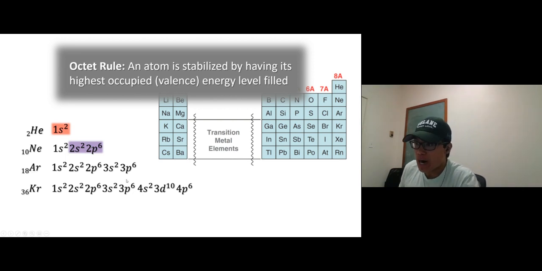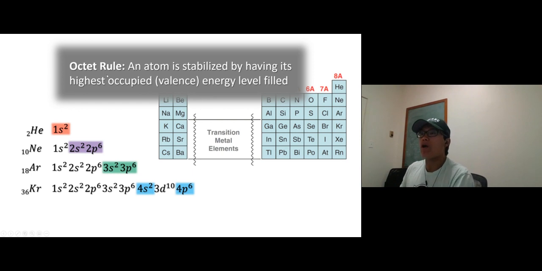Argon, the valence shell of argon is right here. S orbital is full, p orbital is full. Krypton, same thing. The valence shell, the s orbital is full, p orbital is full. That's why helium, neon, argon, krypton, they all are inert gases. Doesn't react with anything, right?